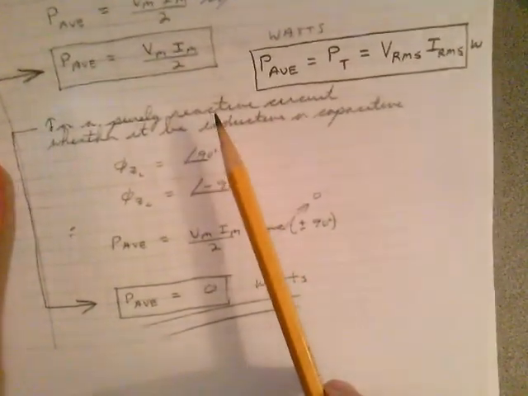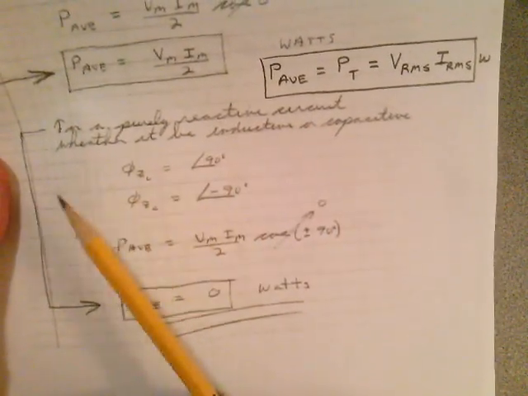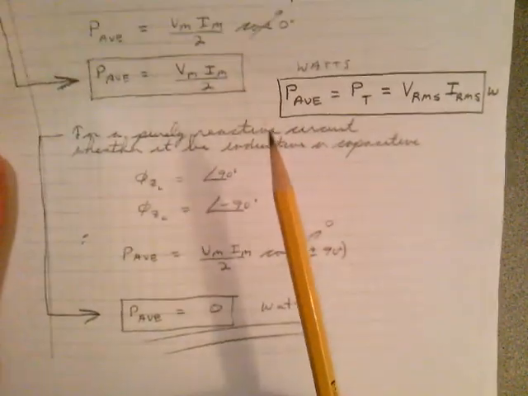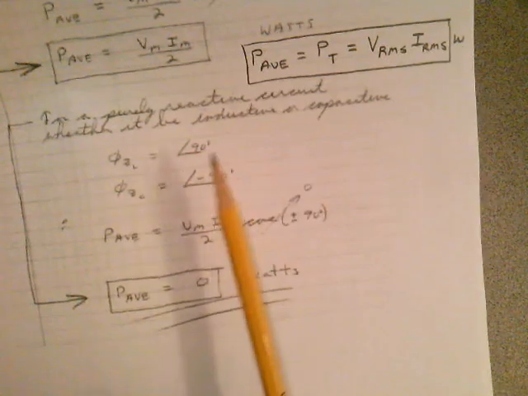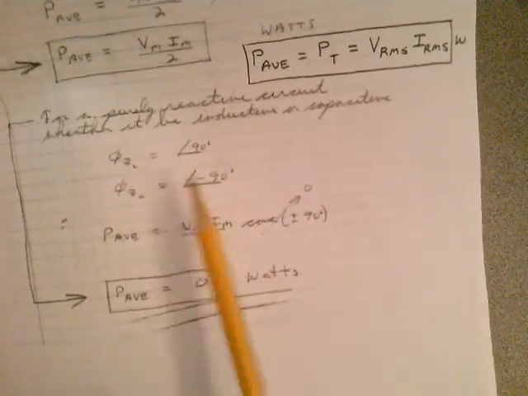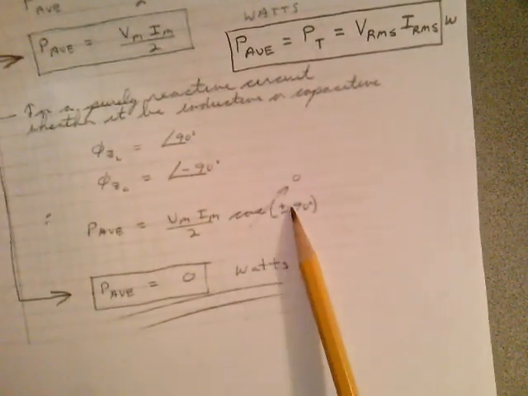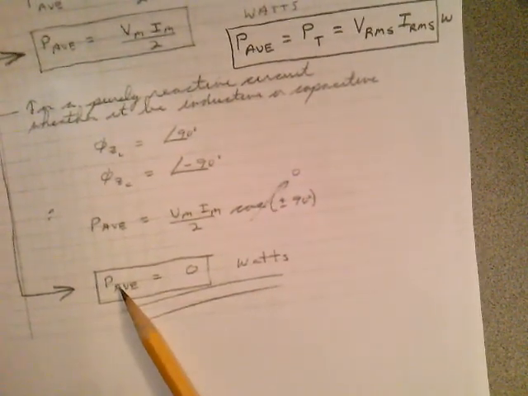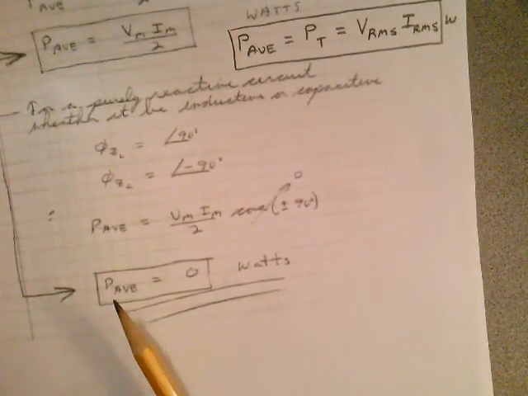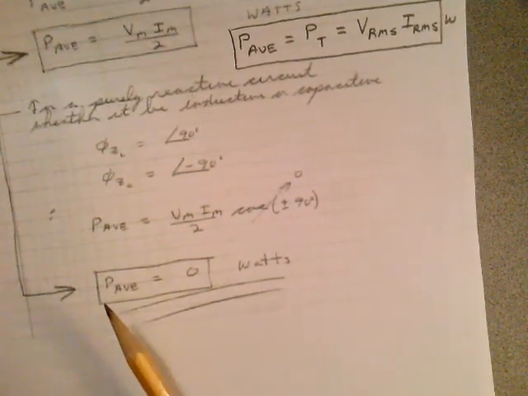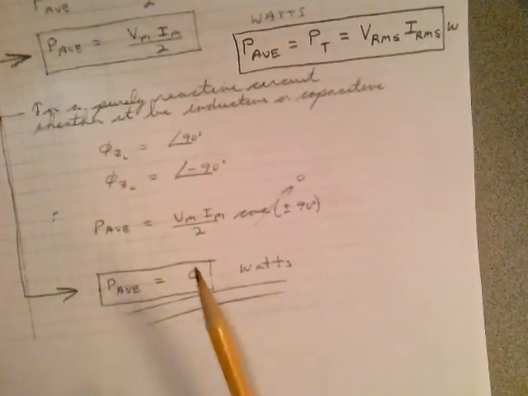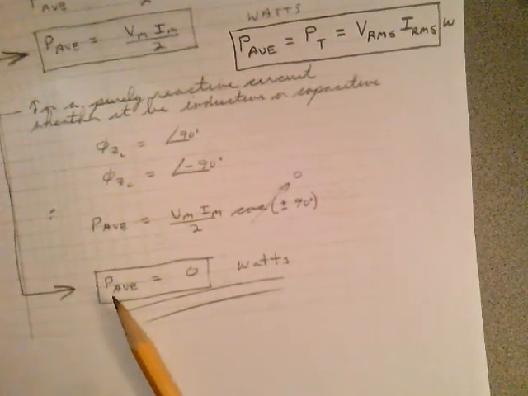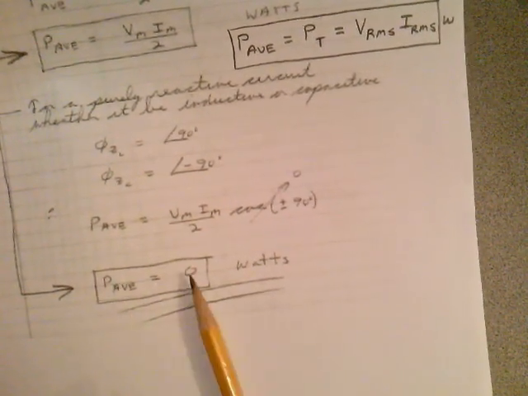For a purely reactive circuit, whether purely inductive reactive or capacitive reactive, the angle is either 90 degrees or minus 90 degrees. That's the phase angle. And the cosine of plus 90 or the cosine of minus 90 is 0. So the average power, remember I told you this before, of a purely reactive load, purely reactive is the key word there. If it's all capacitive reactance or if it's all inductive reactance, it's 0 watts.